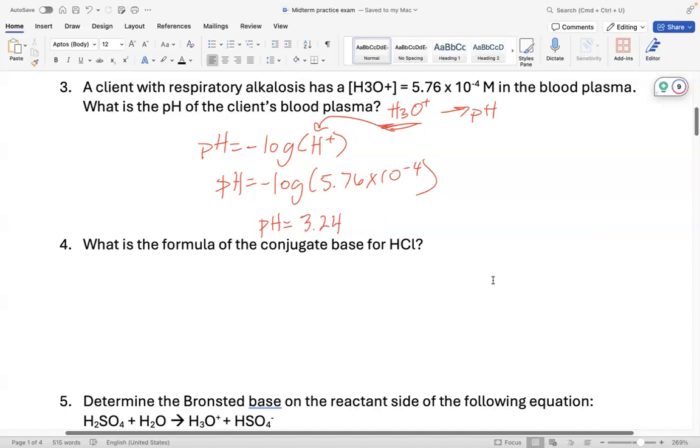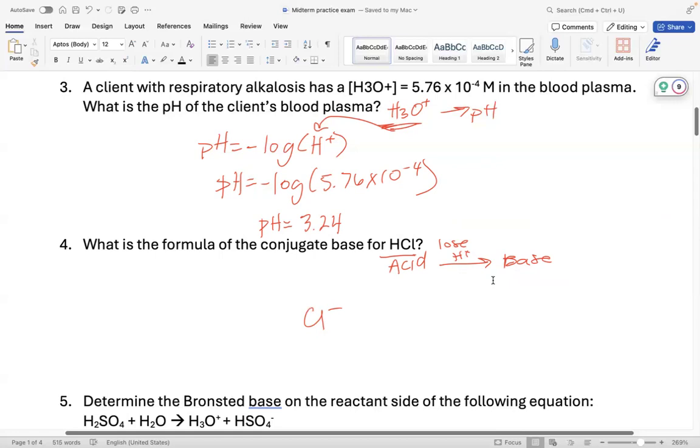All right, ready for number 4? What is the formula of the conjugate base of HCl? So right now this is an acid. To find the conjugate base, it has to lose a proton. So if HCl lost a proton, it would become Cl minus. Any questions there?